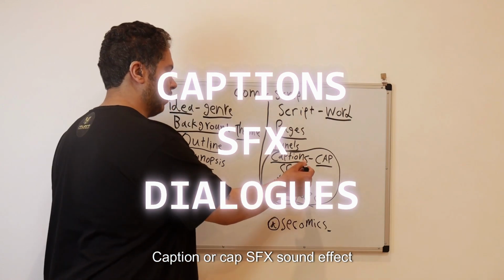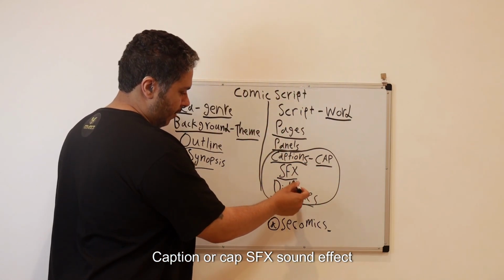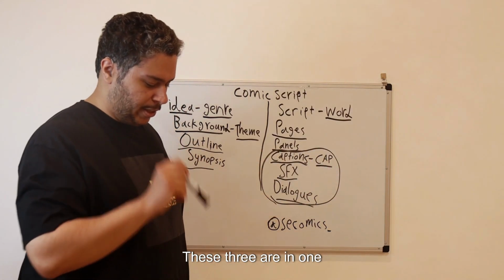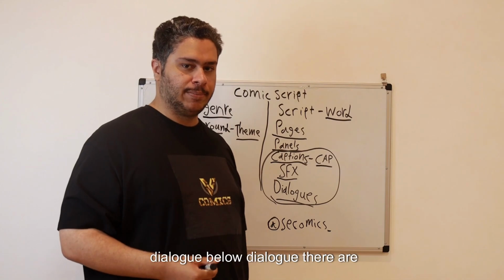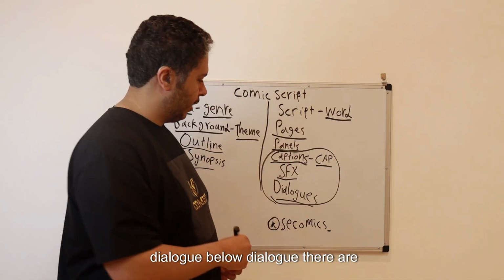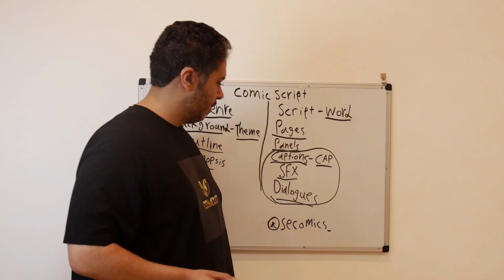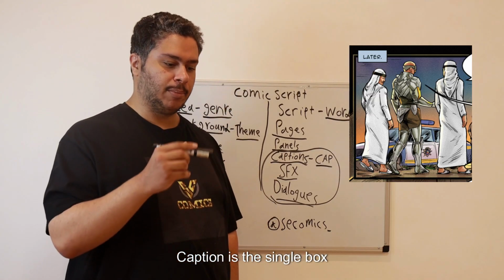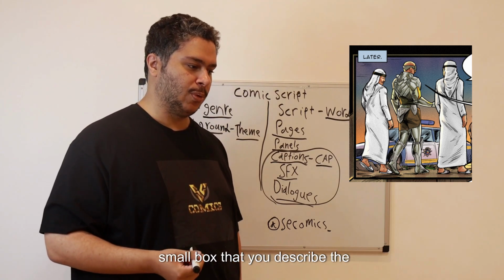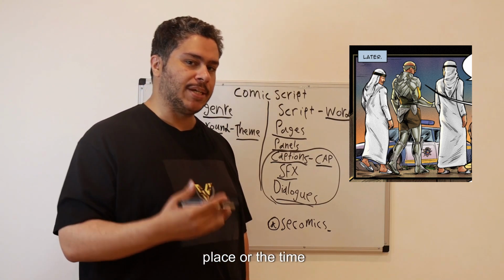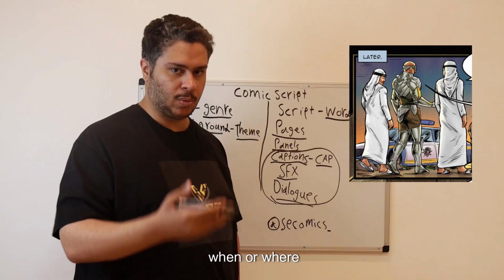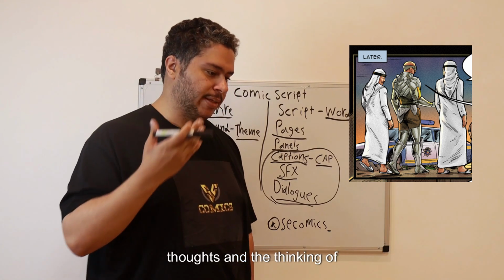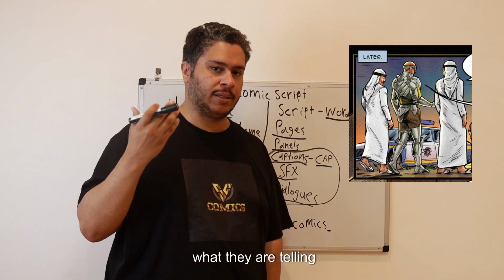Okay, now caption or cap, SFX, sound effect, and dialogues. These three are in one single category, dialogue. Below dialogue, you write the caption or sound effect. So what is a caption? A caption is a single small box in which you describe the place or the time, when or where. Or you can write down the thoughts and the thinking of the characters, what they are saying, what they are telling.